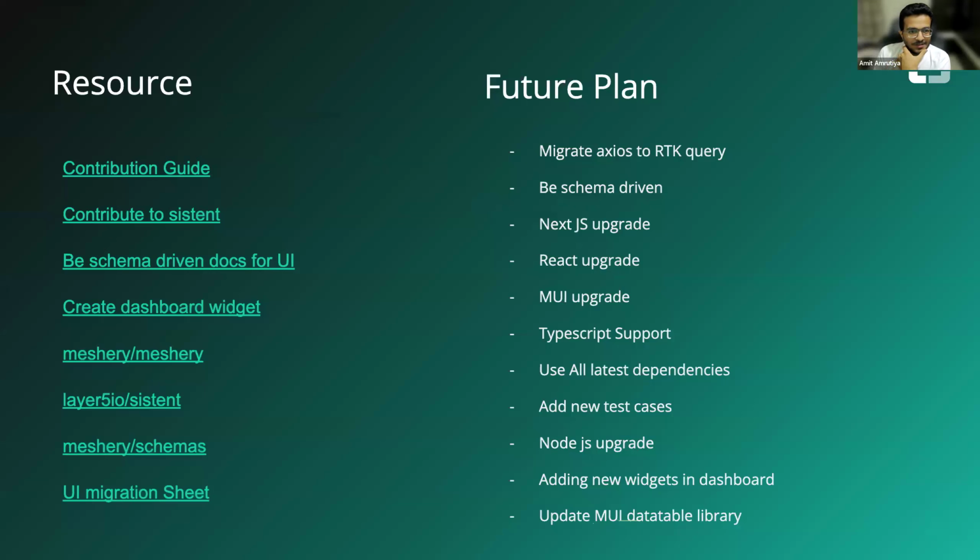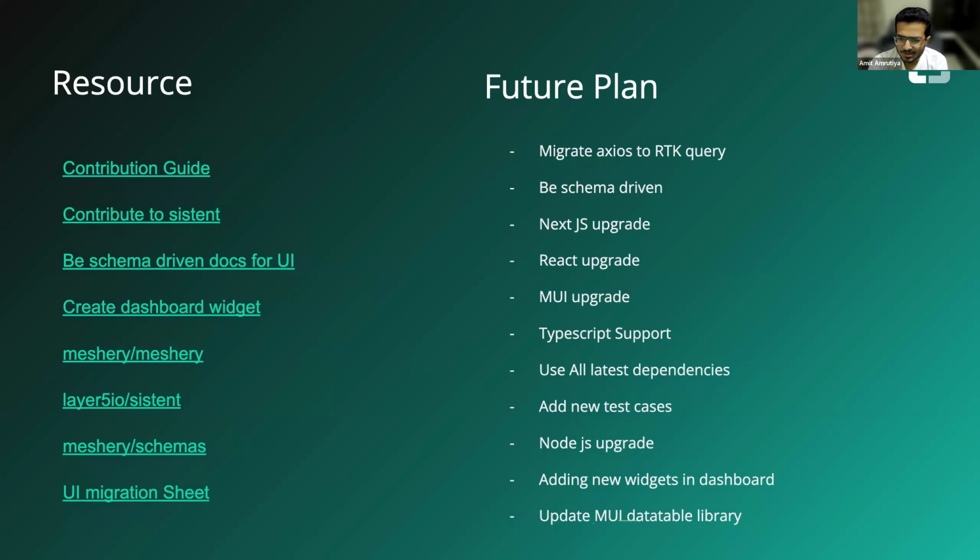Okay, so let me share some of the resources, like the contributing guide and the repo links that I provided here, and also what the future plan is for us. For the UI, we are really outdated in our dependencies. We are currently on Next.js 12 and React 17, and the latest versions are Next 15 and React 19. So we are, I guess, five years old, and we have to migrate those.